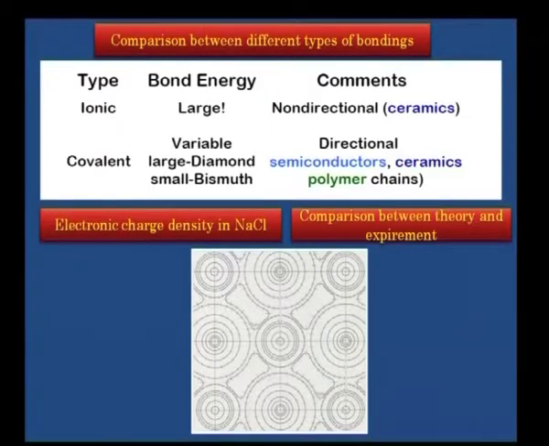And that is what has been shown here. Here you observe the chlorine atom and the sodium atom, and this is the electronic charge density distribution in NaCl. You do not consider the electrons as particles; you have the equivalent electronic charge density cloud. You have got a cloud here, with the rings, and so it is not directional.